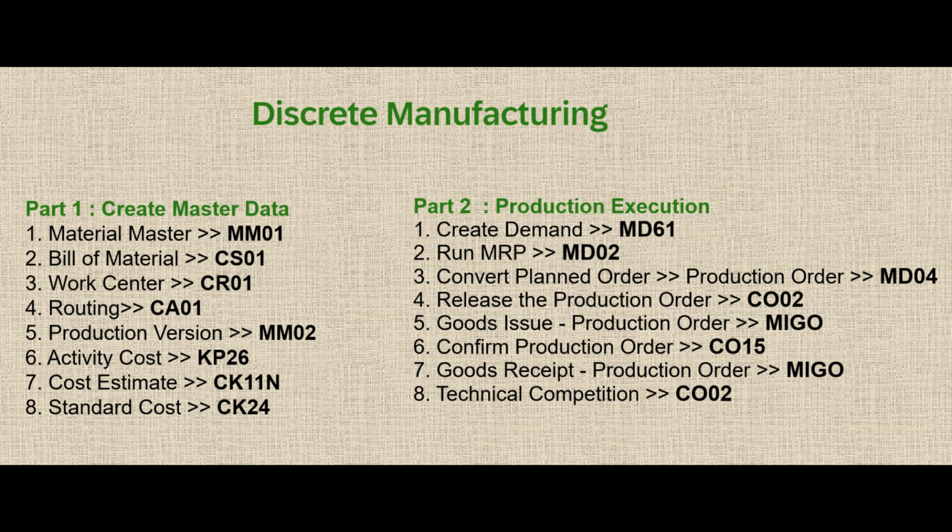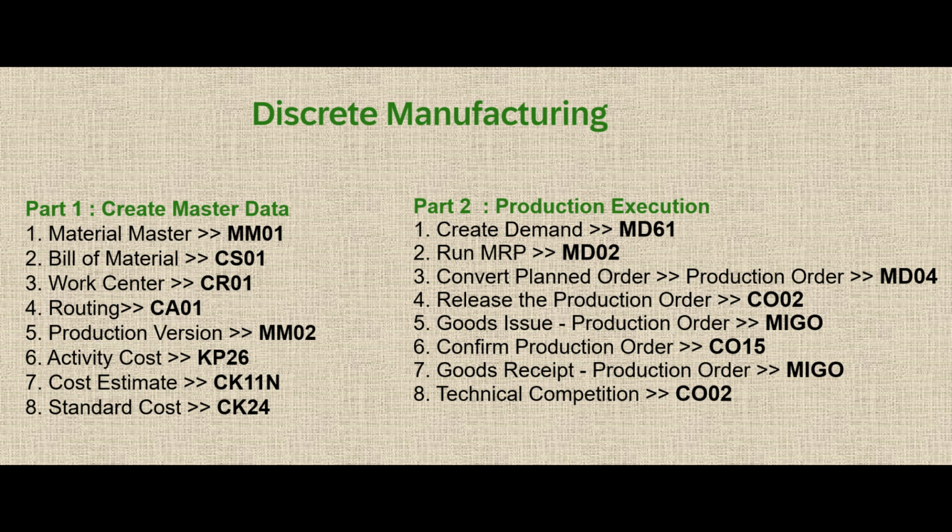Hi all. So during part one, we created the master data related to production planning. We created material master, bill of material, work center, routing, production version. Also costing related masters like activity cost estimate, standard cost. So with this master data setup, now we are going for the production execution part of it.